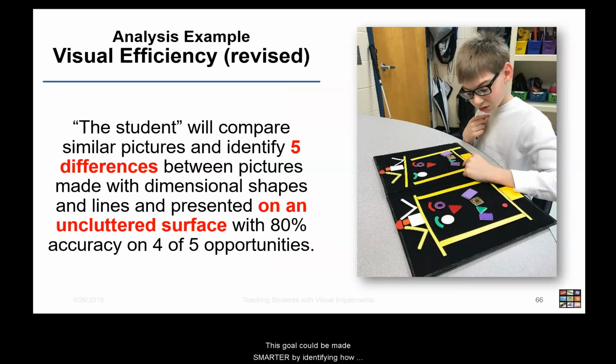This goal could be made smarter by identifying how many differences he needs to identify during each opportunity. Since I'm really focusing on him locating what is different, I'm also going to remove the word similarities. I'm also going to specify that this is on an uncluttered surface. The goal now reads, the student will compare similar pictures and identify 5 differences between pictures made with dimensional shapes and lines and presented on an uncluttered surface with 80% accuracy on 4 of 5 opportunities.